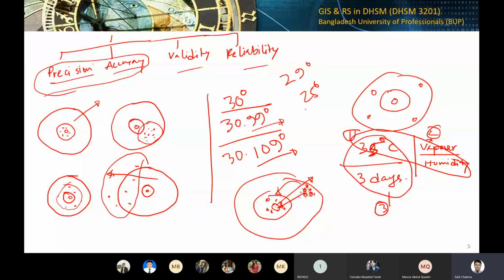So you are studying the heat wave in Bangladesh, and Bangladesh does not have any definition. So you have to now devise your own definition. How would you like to define heat wave?